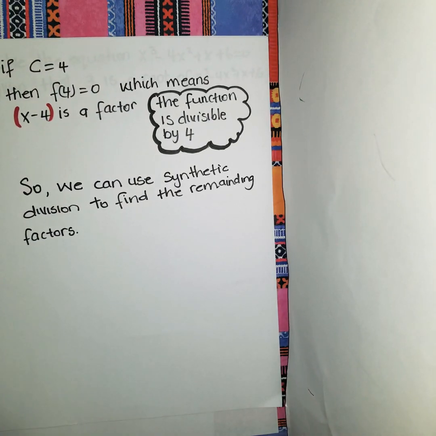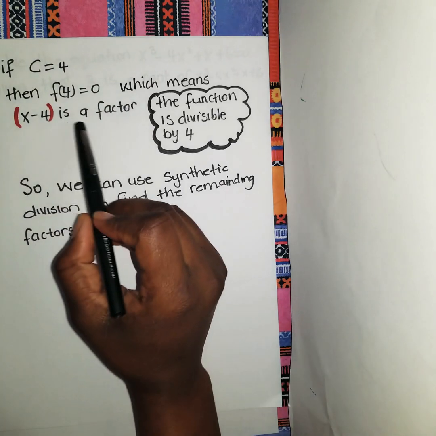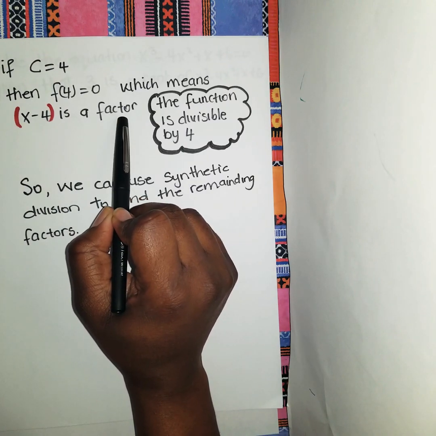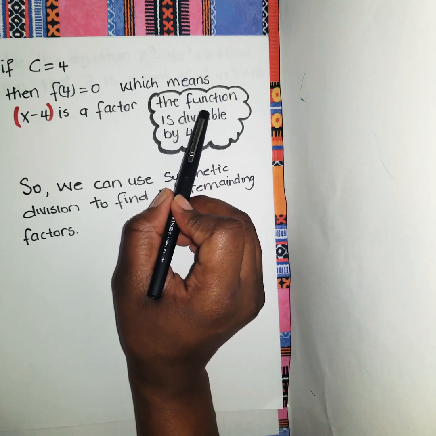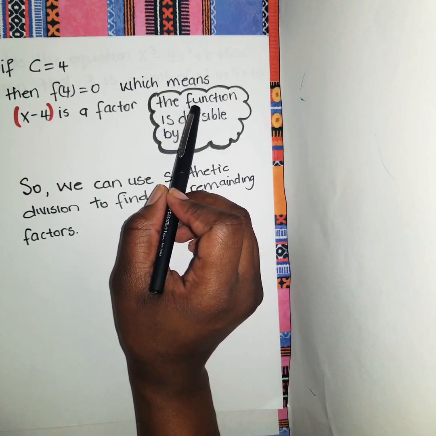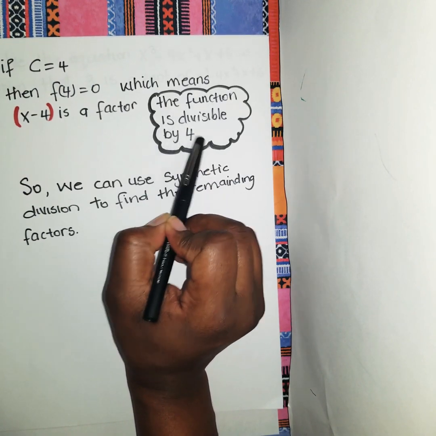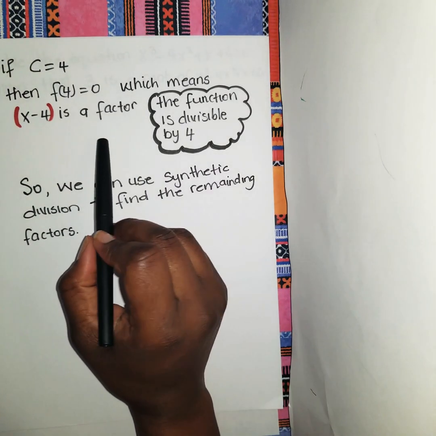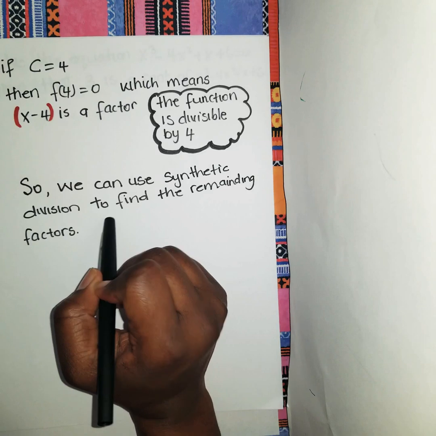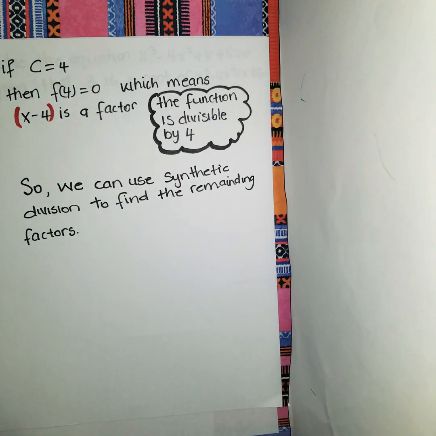So if c is equal to 4, then f of 4 is equal to 0, as you saw me working just now, which means that x minus 4 is a factor. When I say it's a factor, I mean the function, or the expression, is divisible by it. So when you have a factor, we then use synthetic division to find the remaining factors.